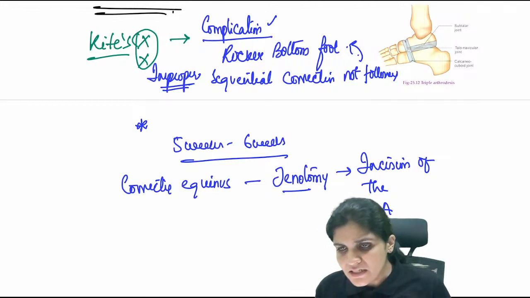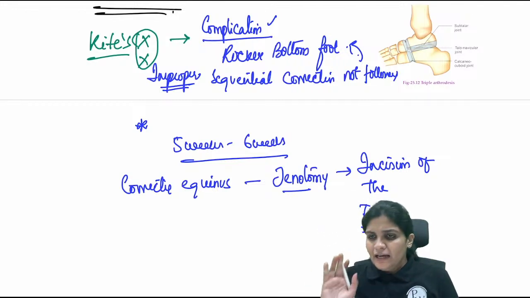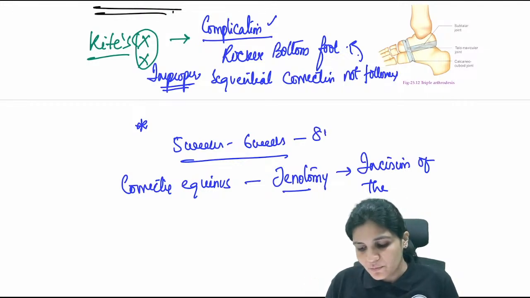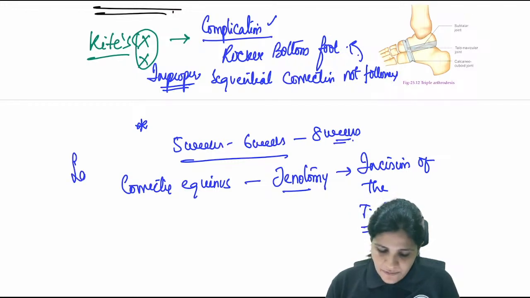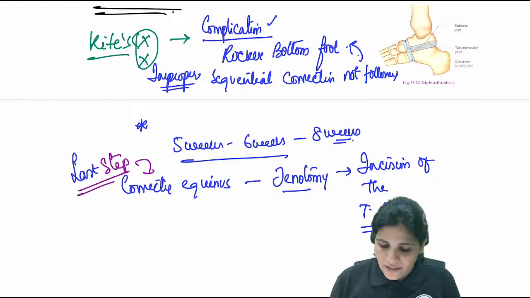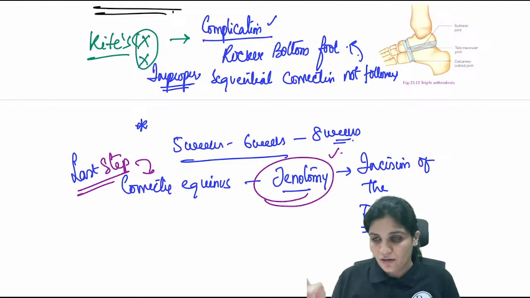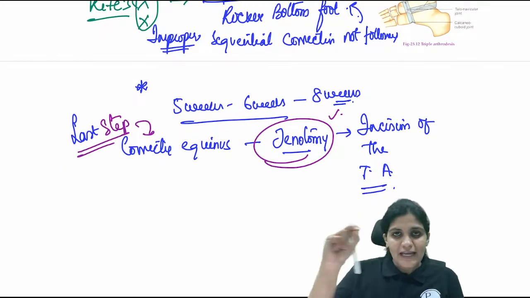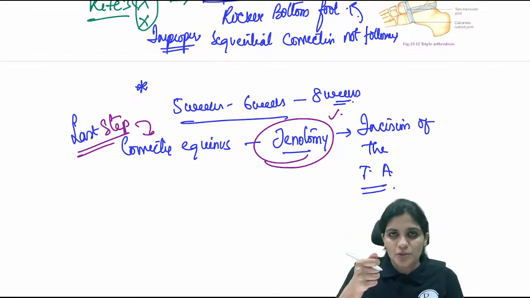Casting after 6 months? Not for 6 months, just weeks. Every week you keep correcting, so usually by 5 to 6 weeks or 8 weeks, it gets corrected. The last step of correction is correcting your equinus. So how do you do it? That is by tenotomy. With this tenotomy, you give a slight incision over the tendoachilles. You put the needle like this, and then you do a transverse incision.